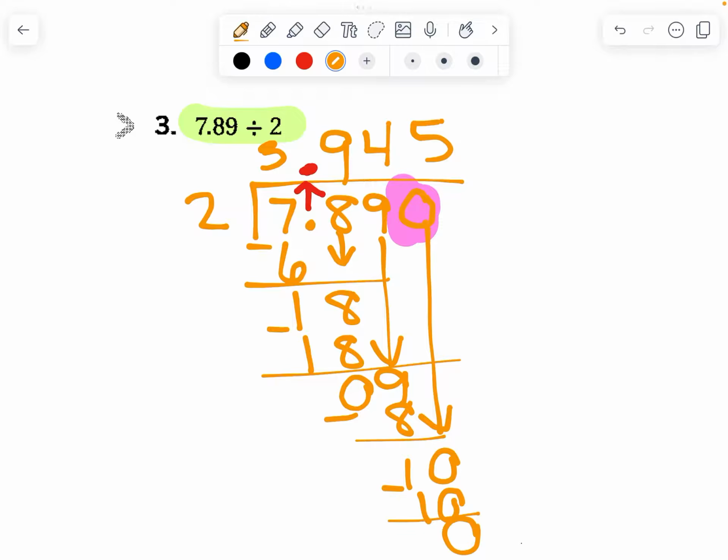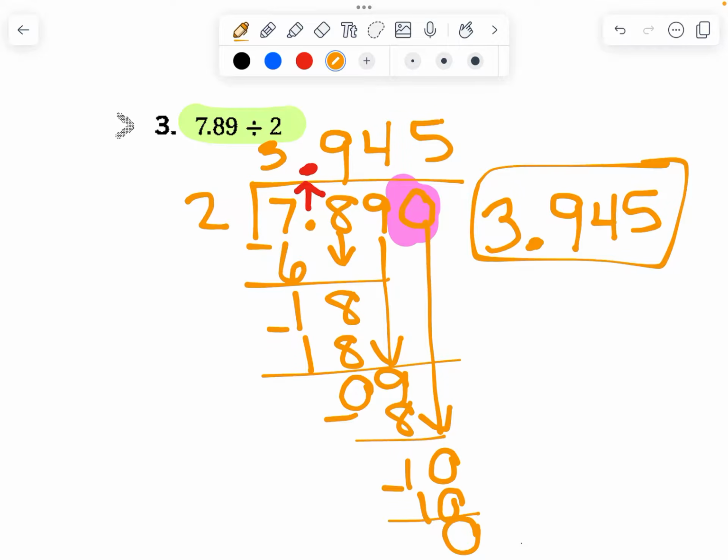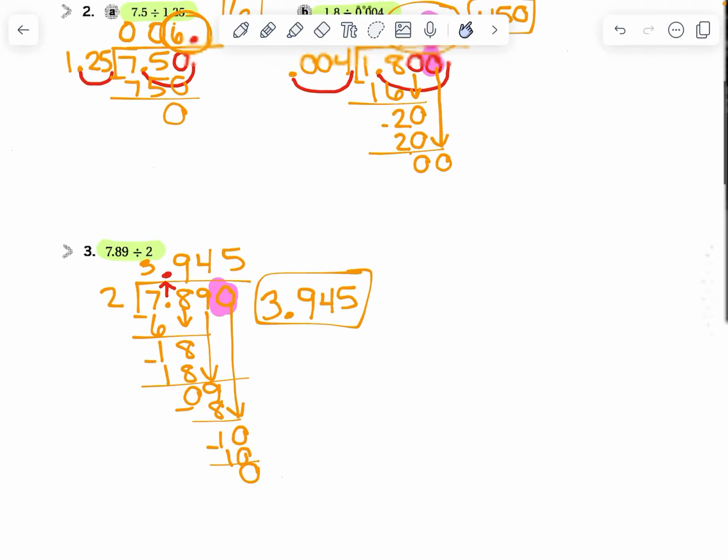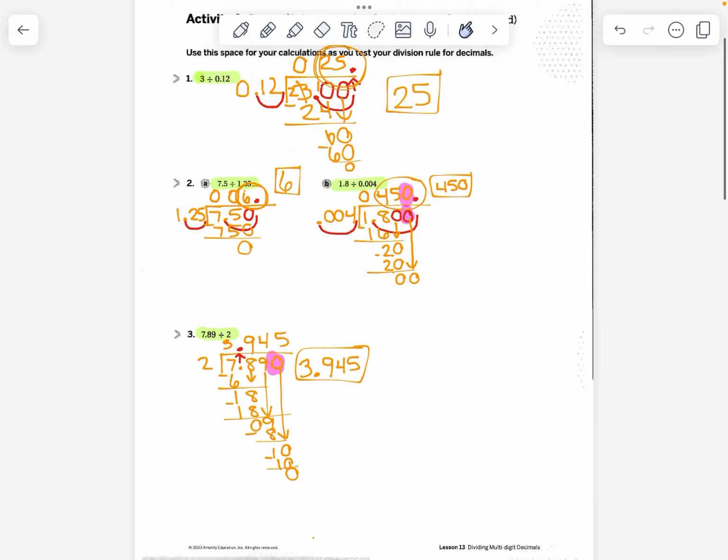Now once we have a 0 remainder, we are allowed to stop dividing. So this answer would be quotient. This quotient would be 3 and 945 thousandths. So make sure on your page that you leave all of the math that you did. You should be showing all of your work out to the side for your multiplying, etc., when you're trying to figure out what numbers to use.